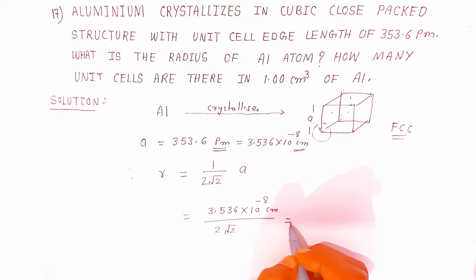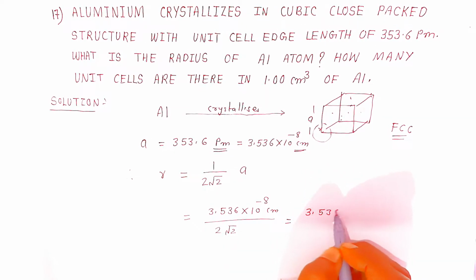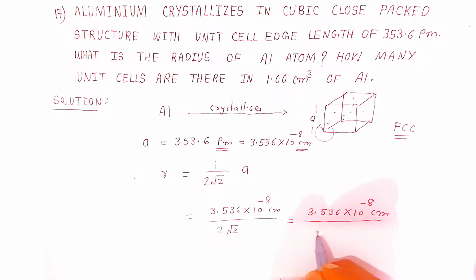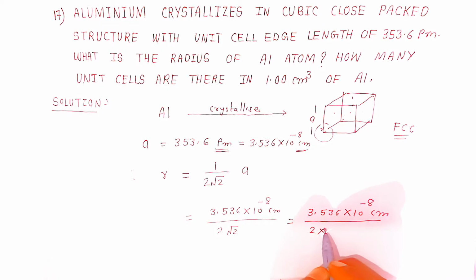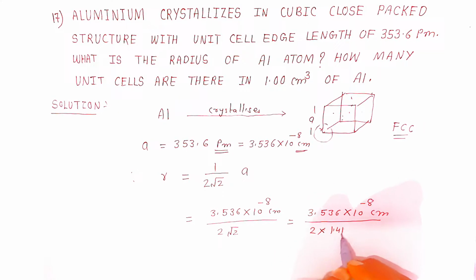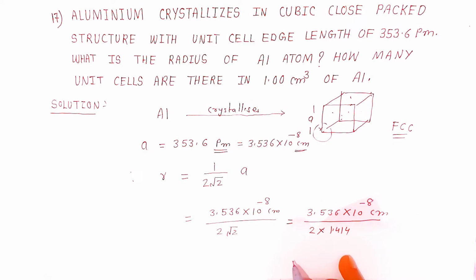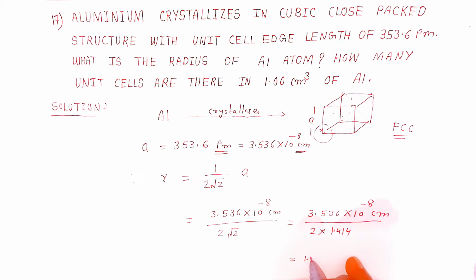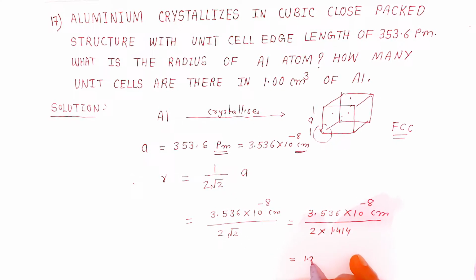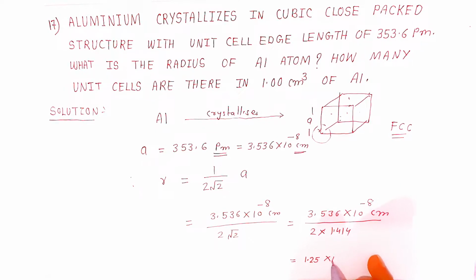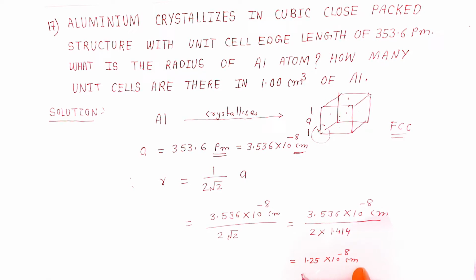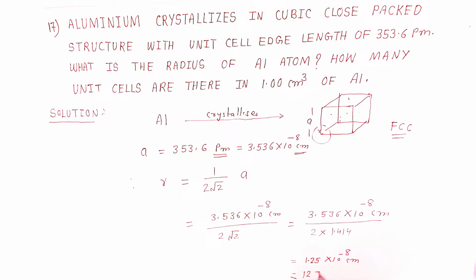Understanding students? That is nothing but 3.536 into 10 raised to minus 8 centimeter divided by the 2 root 2 value. You have to remember that root 2 is 1.41, and 1.414 is also there. When you divide with the help of the log table, it will come 1.25 into 10 raised to minus 8 centimeter. Now you can convert into picometer. So it is nothing but 125 picometer.